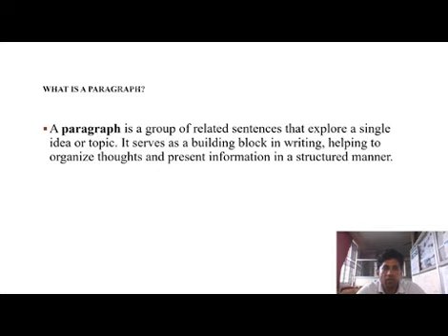And now we come to the topic, what is a paragraph? A paragraph is a group of related sentences that explore a single idea or topic. So if you are going to write a paragraph, it should be with related ideas, it should explore a single idea or topic. So it serves as a building block in writing, helping to organize thoughts and present information in a structured manner.